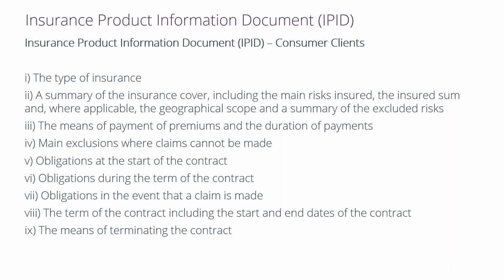5, obligations at the start of the contract. This will include information such as to disclose all relevant information. Number 6, obligations during the term of the contract, which will generally include things like keeping the property well maintained, keeping the insurer up to date of any changes. Number 7, obligations in the event that a claim is made. Number 8, the term of the contract, including the start and end dates of the contract. And number 9, how the client would go about terminating the contract.